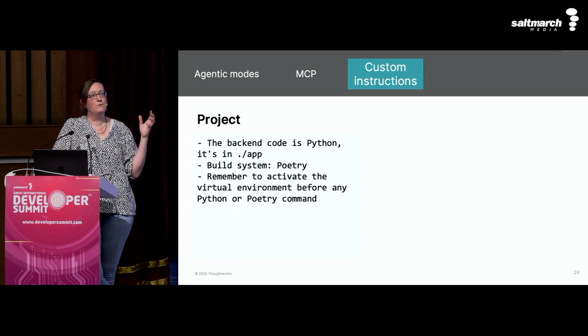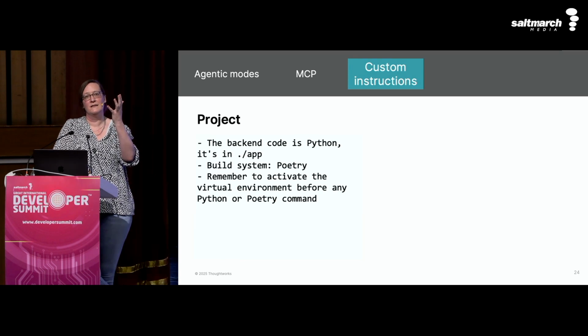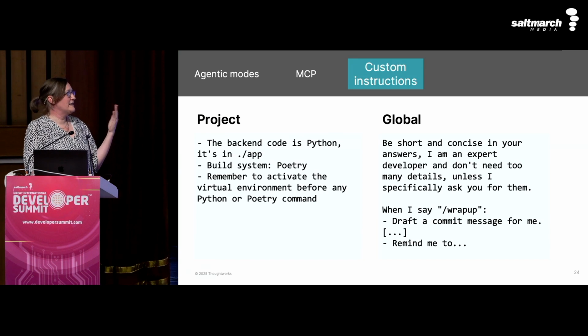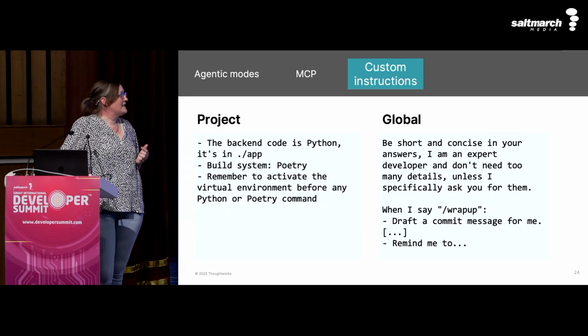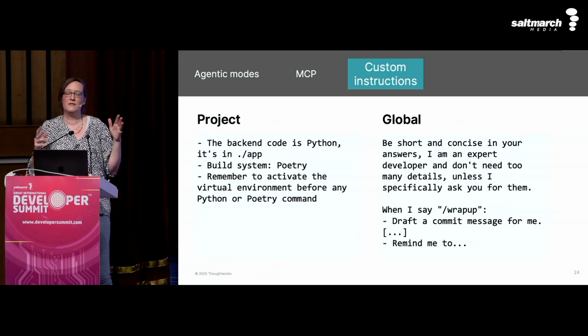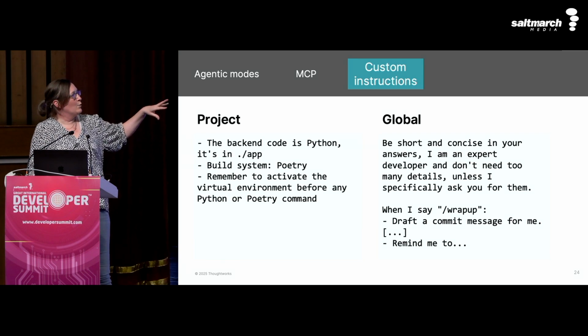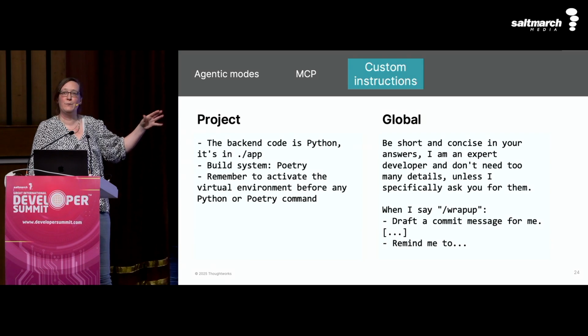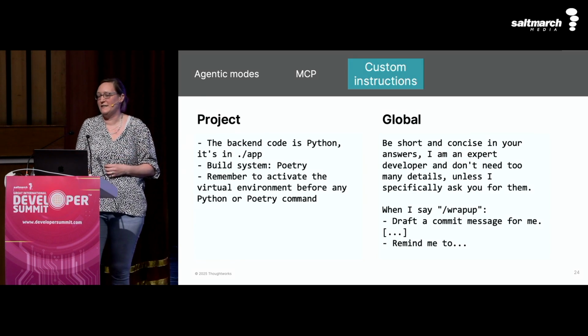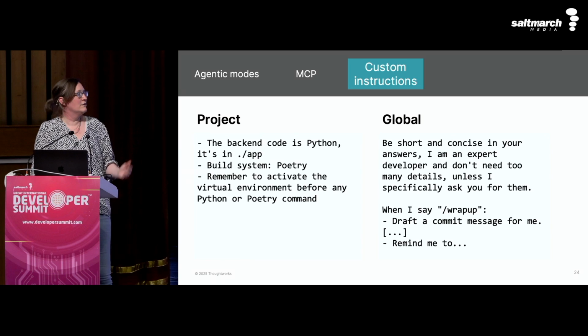And every time I start a session with the agent, the assistant sends the large language model these instructions as well. So this is how I can customize for common failure modes in my particular code base. You can also put some global ones that are maybe a bit more specific to yourself. Like I tried things like be short and concise, I'm an expert and don't need too many details. Or I've also been experimenting with almost like natural language commands, right? So I would say like, when I say /wrap-up, draft a commit message for me and remind me to restart the server just to make sure that it really starts because there were some gaps in our testing at the time, which is also working quite nicely.